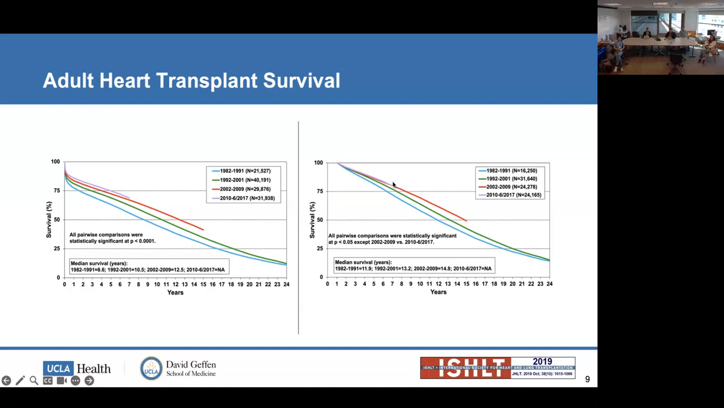The curves in purple here, lavender, are the more recent data, so we don't have long-term data after 2010, but at least the short-term data looks like it's marginally better or at least the same.